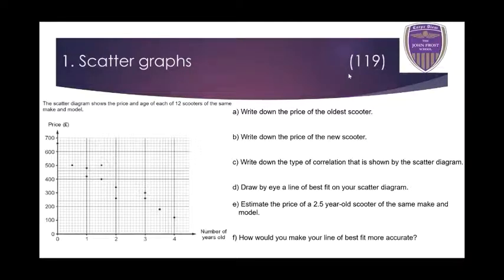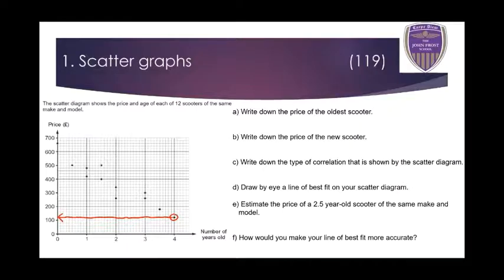So A, write down the price of the oldest scooter. Well, the oldest scooter will be the one with the highest number of years. It is the most number of years old, okay? If I look at the highest number of years, I can see this value here, because it's the furthest one right. I take it down to the x-axis. I can see that it is indeed the oldest one, but we want the price. So let's take it over here.